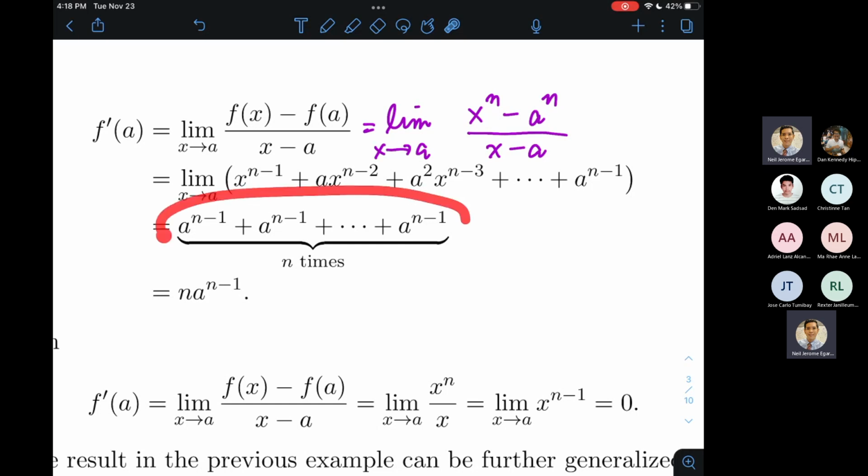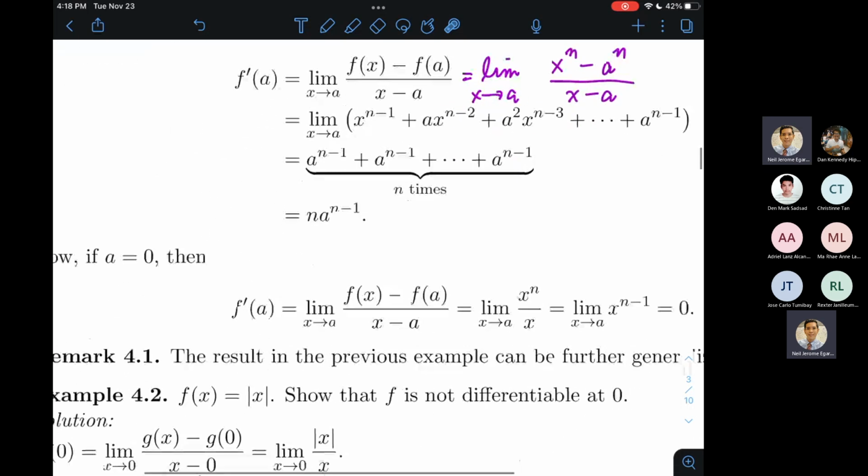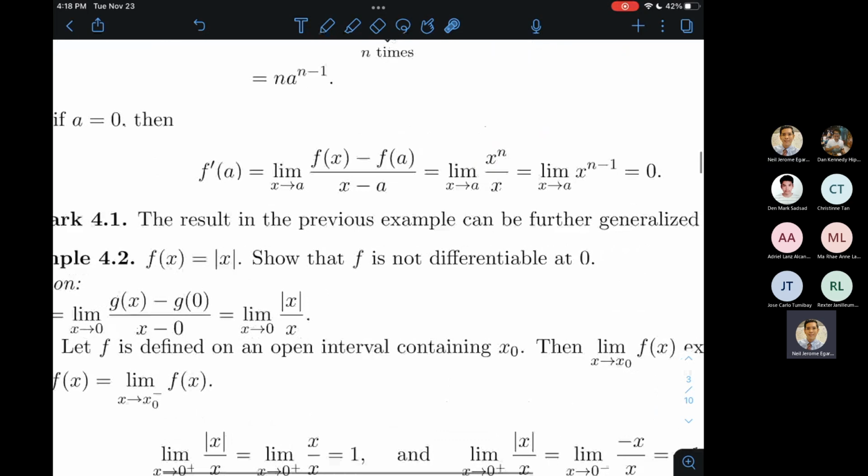So essentially, we are adding up n pieces of a to the n minus 1, and that will simplify to n times a to the power n minus 1. And that completes the proof for the case that a is not equal to 0. The case when a is equal to 0 is much easier.